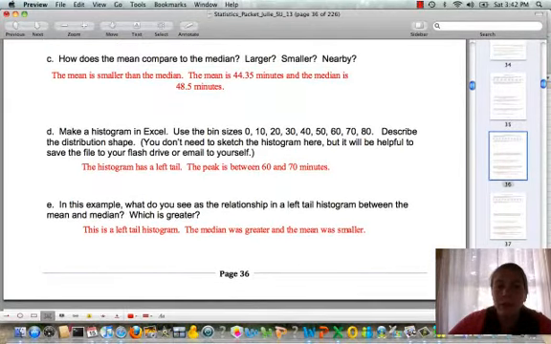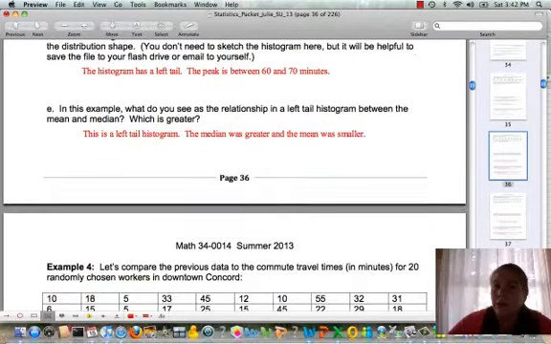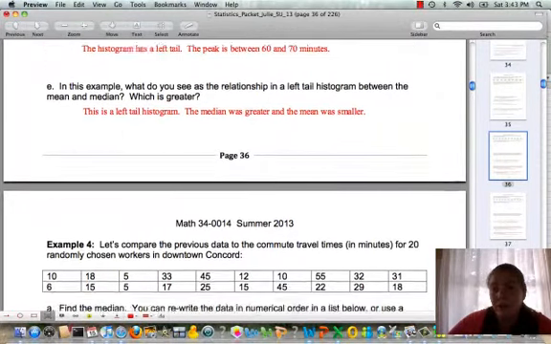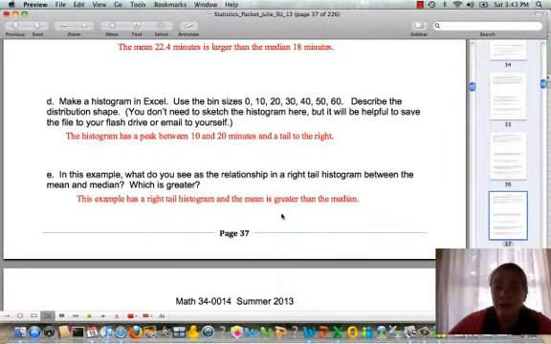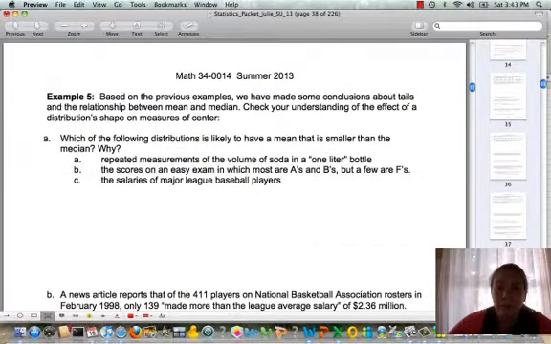In example 3, part E, we said this is a left tail histogram and the median was greater and the mean was smaller. In this case, I said the small values were pulling the mean down. One way I remember this is if the mean is smaller, on the left side of the median, then you're going to get a left tail. And if the mean is greater, on the right side of the median, then you're going to get a right tail. So you can think that the tail goes whichever way the mean is pulling it.